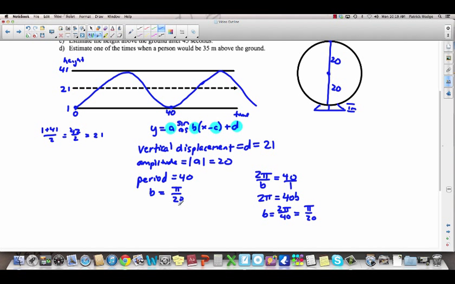Okay, this will leave us with two last things to find. We have to figure out, are we going to use sine or cosine? And we have to figure out, is there any horizontal translation here? Is there a phase shift in this case? Let's start with sine or cos.